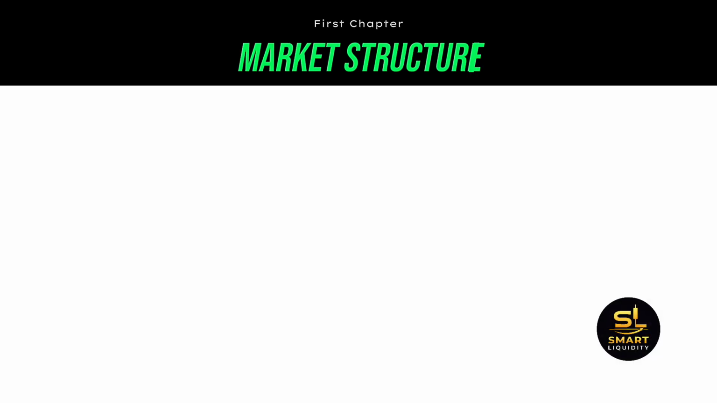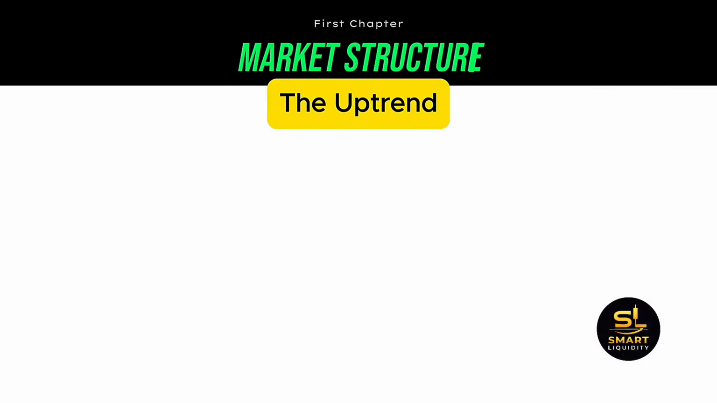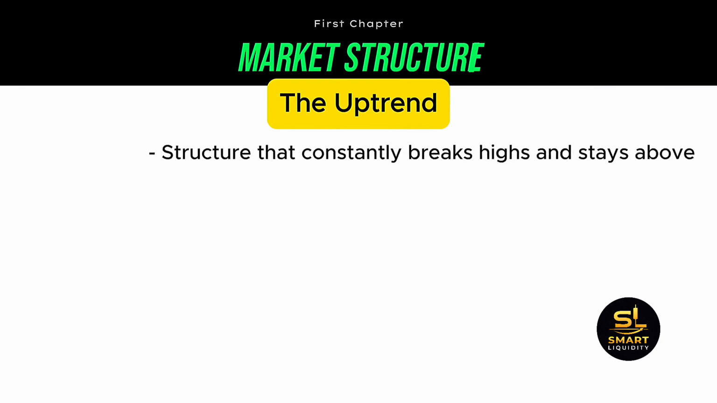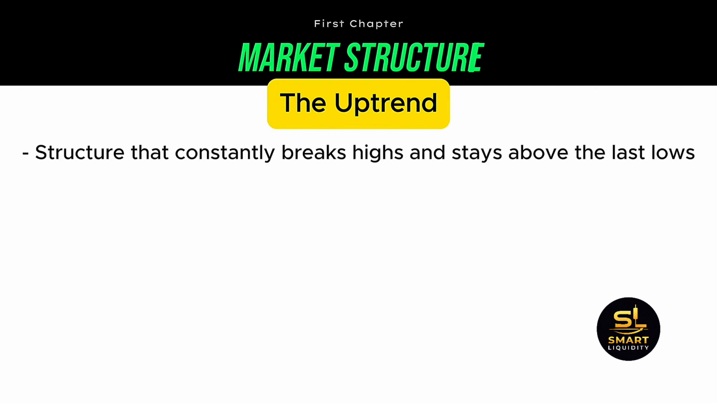First chapter is market structure. The market has three types of movements. The uptrend. The uptrend is the price structure that repeatedly breaks highs and maintains the price above the last lows.